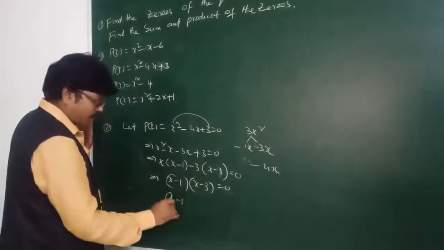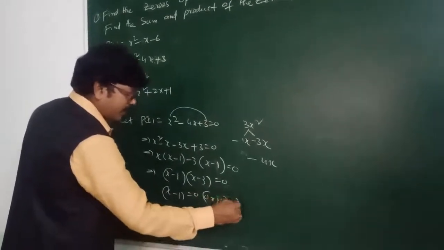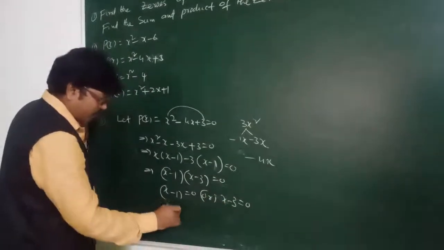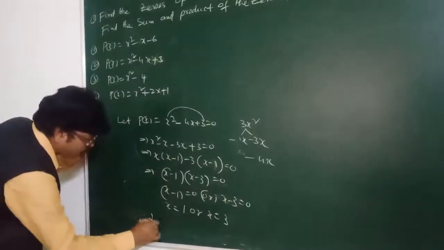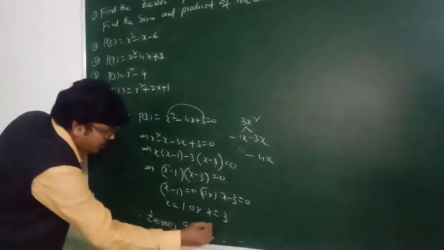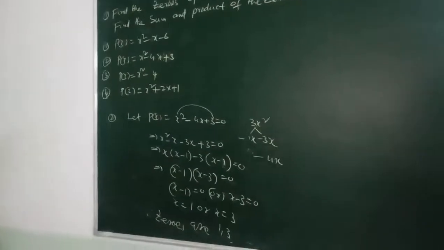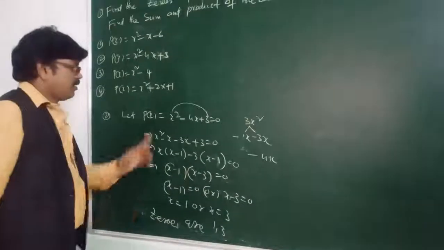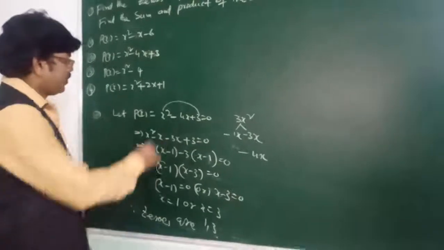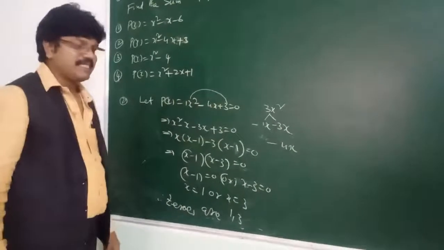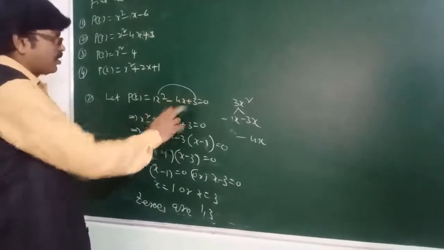x minus 1 equal to 0 or x minus 3 equal to 0. x equal to 1 or x equal to 3. Therefore, zeros are 1, 3. Here, guys, x square minus 4x plus 3: the coefficient of x square is a, coefficient of x is b, constant is c.